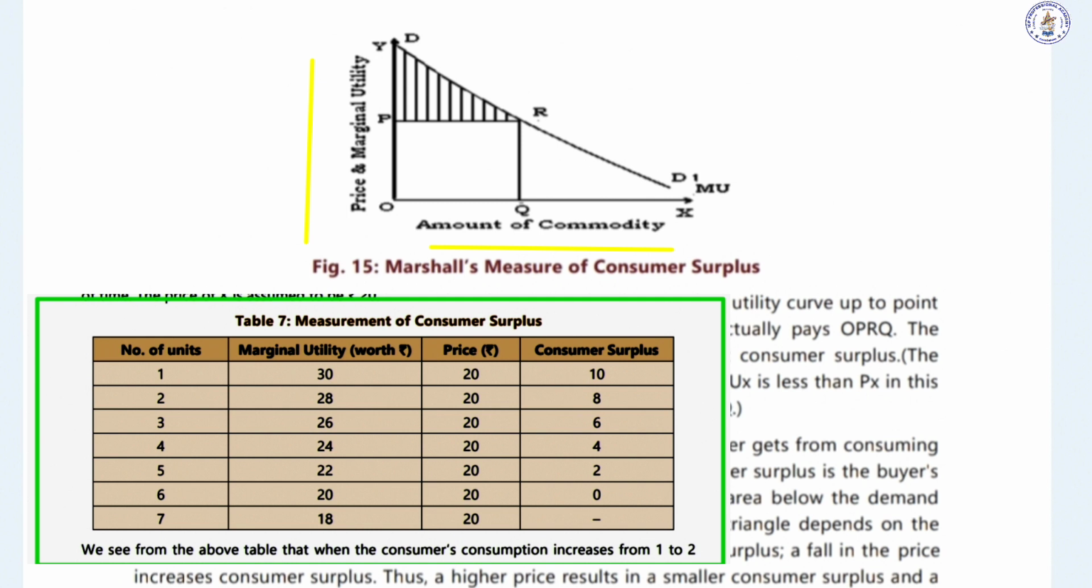I think now you would have understood. OQ goods at the price OP has given him a satisfaction, shown in the curve DD1 on the demand curve itself. The extra satisfaction that he is getting by buying the same goods at the same price OP is shown on the vertical lines over there. So that is the consumer surplus that he enjoys.